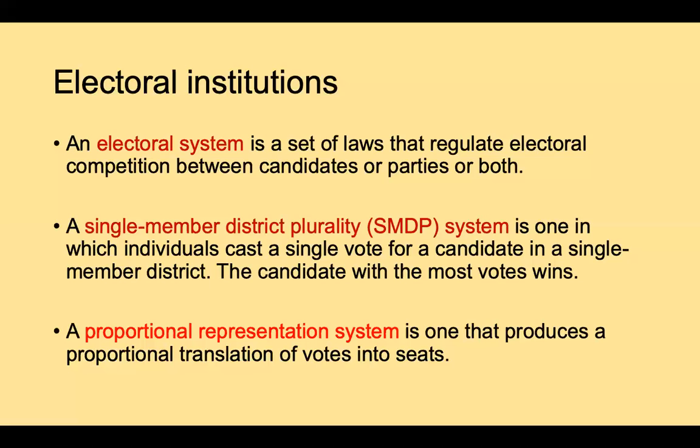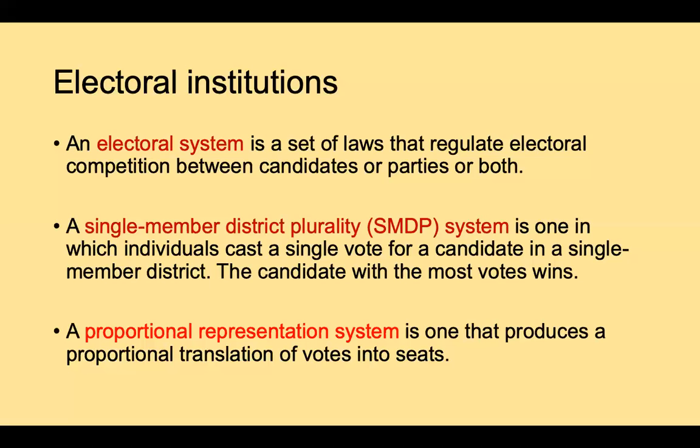In a proportional representation system, it works differently. This is one where the legislature is composed of the parties that win a certain proportion of the seats. So usually there's a threshold of 5%. You win as many seats as the proportion of the vote that you won.